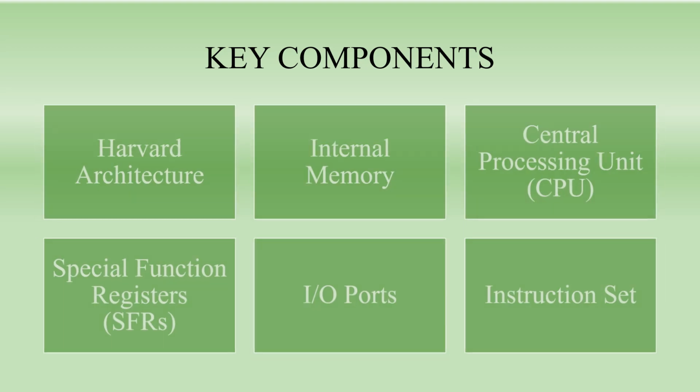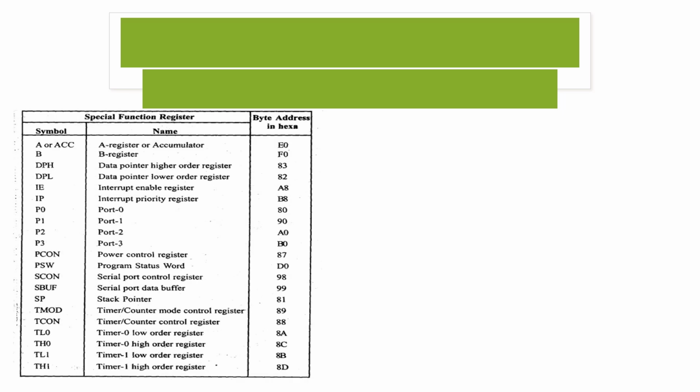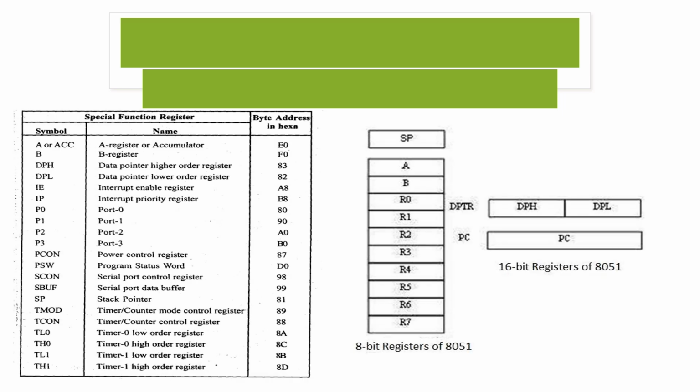Moving on to the next topic, that is the registers. You have some common registers and special function registers. The common registers range from R0 to R7, and DPTR and PC, that is the program counter. And these are some of the special function registers.